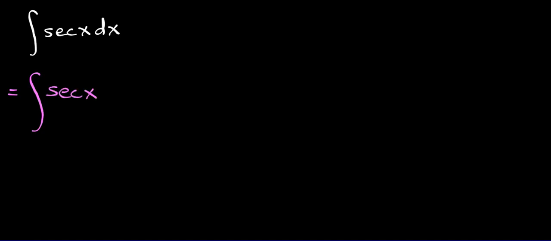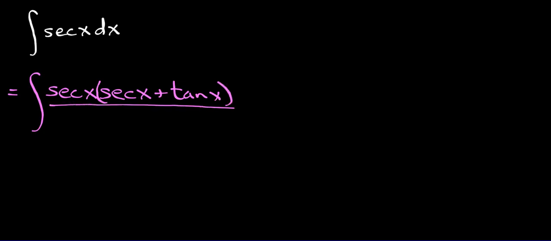So up top we have secant, and I'm going to multiply by secant x plus tan x, I'm sorry. And on the bottom, I'll do the same thing. I'm multiplying the top and the bottom by secant x plus tan x. Okay? So that's the trick. Then you use substitution.